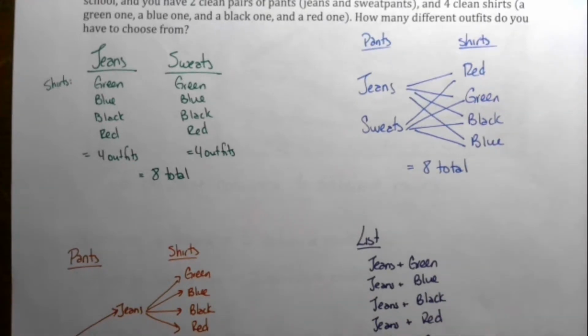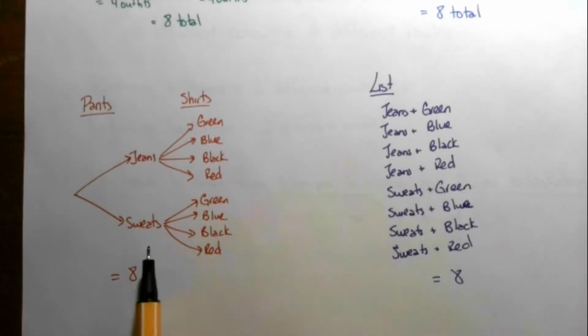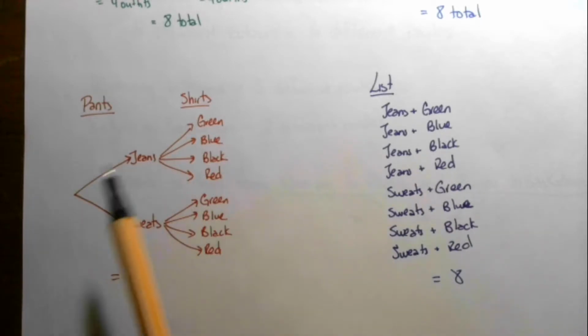You could do a tree diagram. The tree looks like this. This one maybe feels familiar because of odds and probability, but your first option is to pick what kind of pants you're going to wear. The second option is to pick what kind of shirt. There are 8 complete paths from start to finish, so 8 outfits.